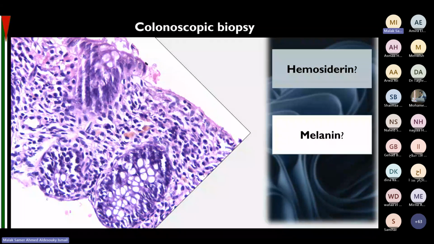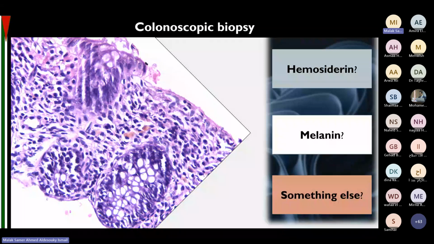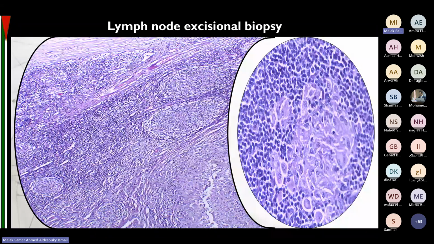Now we move on to our excisional lymph node biopsy. On the left, we have this low power view, which shows focally preserved nodal architecture with follicular hyperplasia. And on the right, we can see another view showing few scattered, non-necrotizing histiocytic granulomas seen at the periphery.